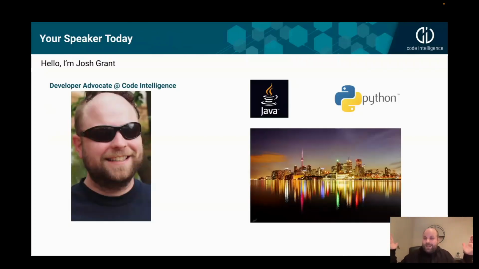So your speaker today, hello everybody, I am Josh Grant. I am a developer advocate at Code Intelligence. I've been working in test automation for 12 plus years. I've been up and down the test automation pyramid. I've worked with end-to-end testing using Selenium and Appium. I have worked with API testing in Python, which was really fun. And I'm very happy to be talking at the lowest level of the test automation pyramid, talking about unit testing and fuzz testing today. My language of choice is Python, of course, but we'll be talking about Java today. And I am based in beautiful, lovely Toronto, Ontario, Canada. So thank you for coming.